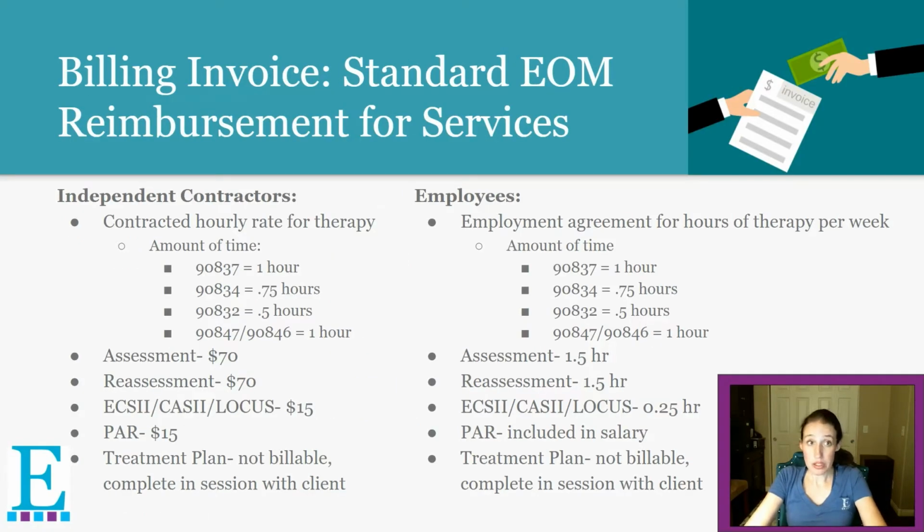On your billing invoice, you are going to include a couple of different pieces of information that are used for billing. So it's going to include, of course, your CPT codes and your diagnosis codes. When you are doing your billing invoice, this is important information for independent contractors versus employees. There are some small differences between these, so you can pause and come back to this. But basically, a 90837 is worth 1 hour. 90834, 0.75 hours, 90832, 0.5 hours, and your family therapy codes are worth 1 hour.